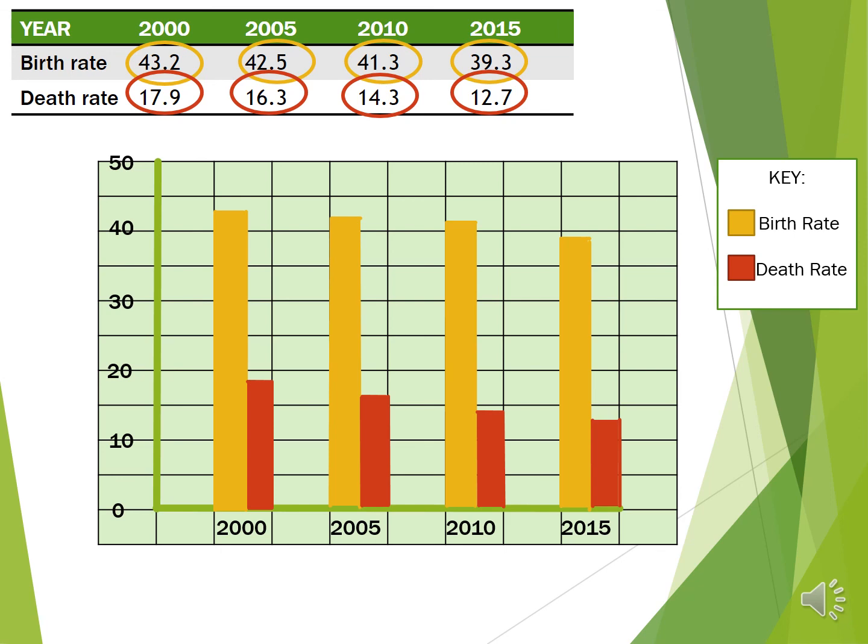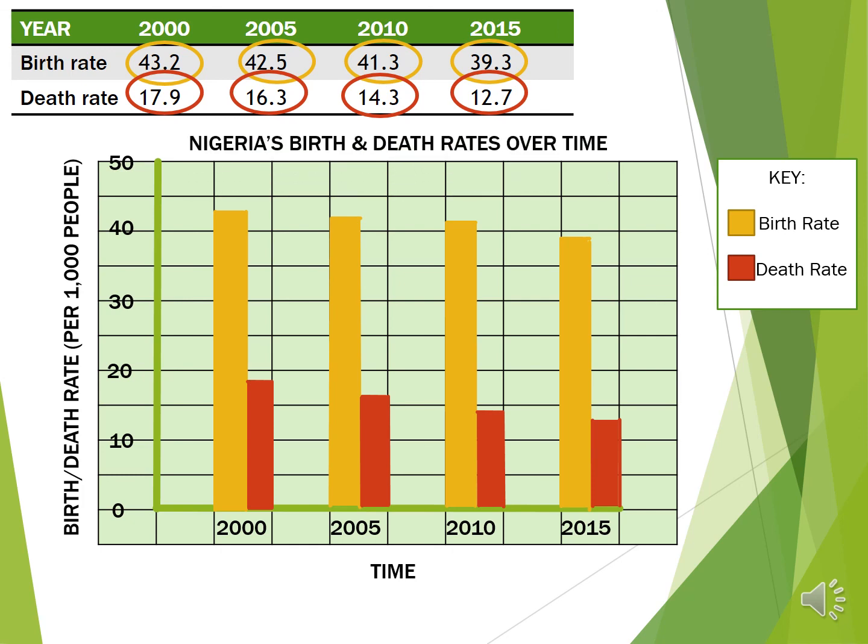Firstly, we need some labels for our axes. So my x-axis is going to be labelled as time, and my y-axis is going to be labelled as birth/death rate per 1,000 people, because remember, they use the same scale, so they are being shown on the same axes. The last thing that I need is a title, and remember at the start of this video we said that this data was for the country of Nigeria, so my title is going to be Nigeria's birth and death rates over time. And that is how you construct a comparative bar chart.